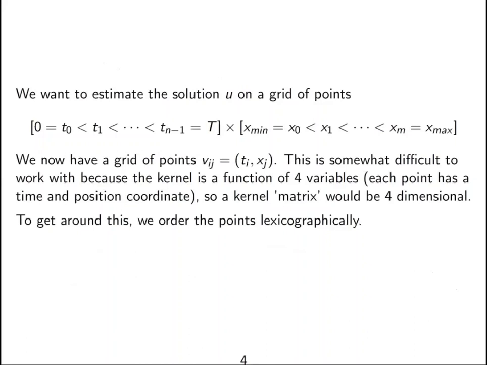So in order to discretize the problem, we want to estimate the solution on a grid of points. So you have n time points as well as n spatial points, and you want to estimate the solution on this grid. Now this is somewhat difficult to work with, because of the kernel. If you define a Gaussian process on this grid, then the kernel is essentially a function of four variables, because you've got a pair of points, but each point has a time and position coordinate. So if you have a kernel matrix, then that would be four-dimensional, which is not ideal. So to get around this, we have to order the points lexicographically.